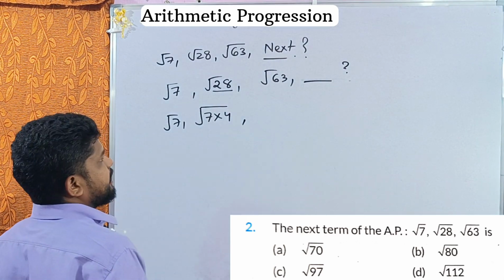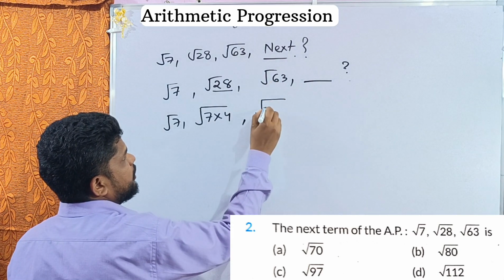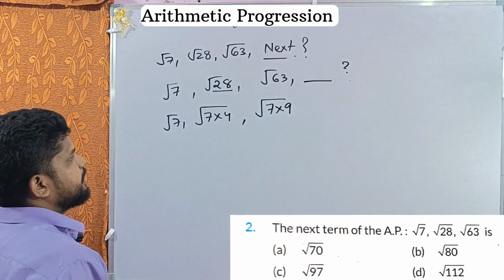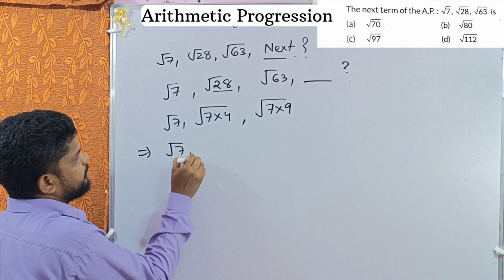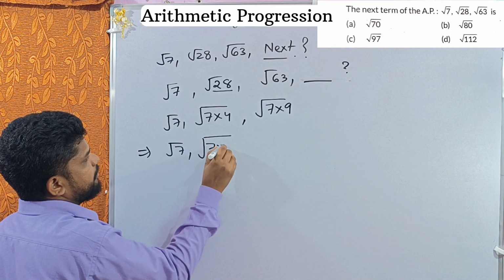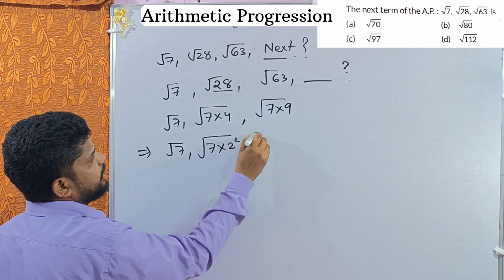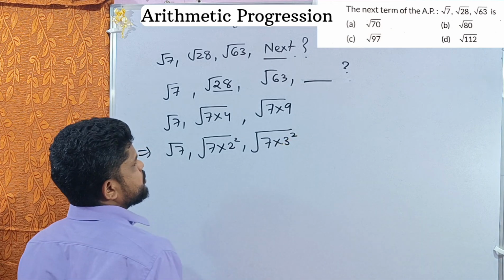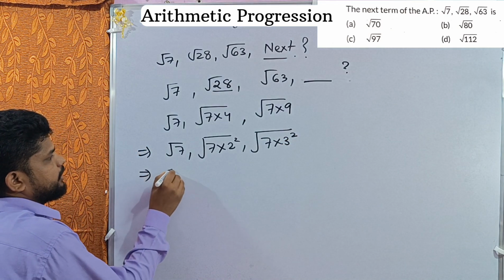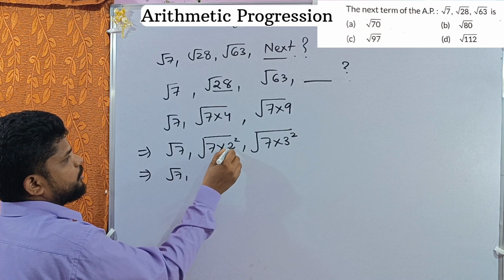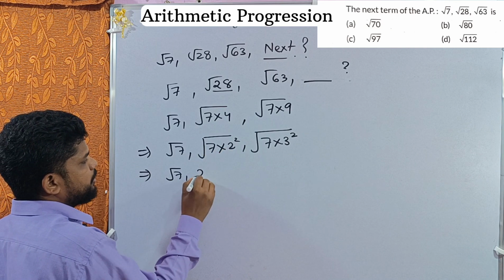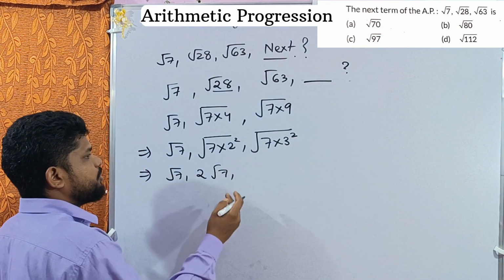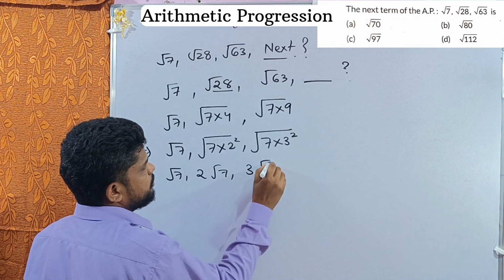Likewise I can write root 63 as root 7 into 9 because 7 nines are 63. Root 7 into 4 can be written with 2 squared, and root 7 into 9 with 3 squared. So the 2 squared will come out of the root, giving 2 root 7, and 3 will come out of the root, giving 3 root 7.